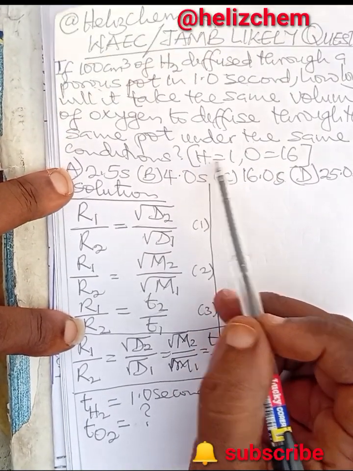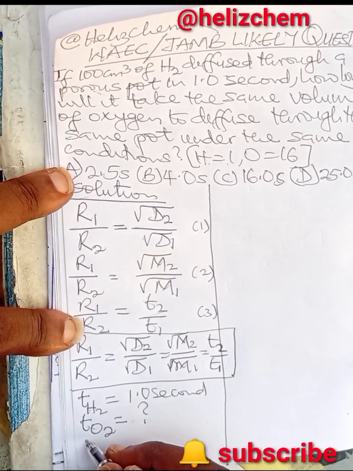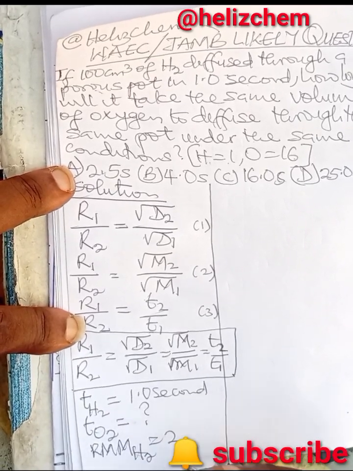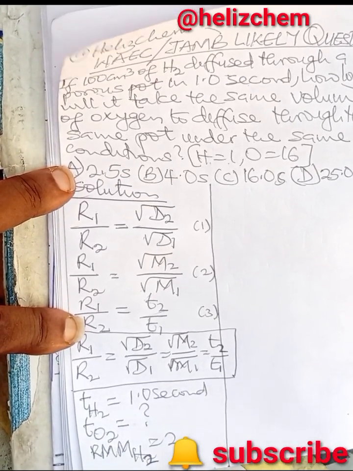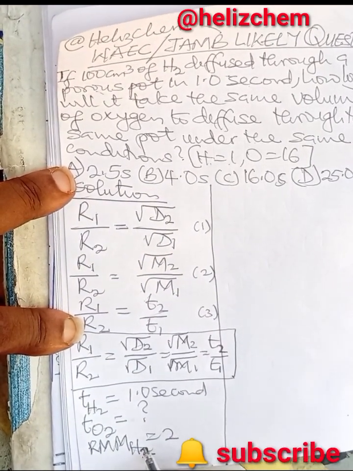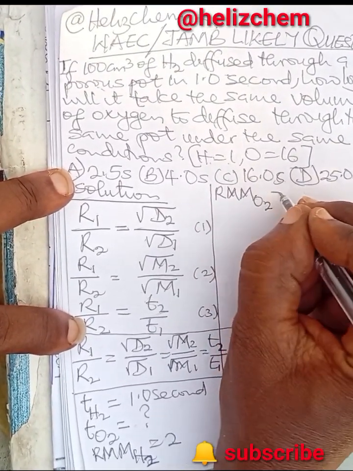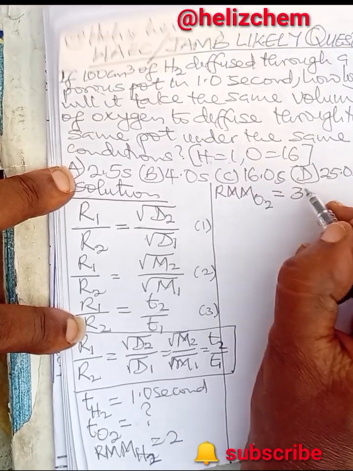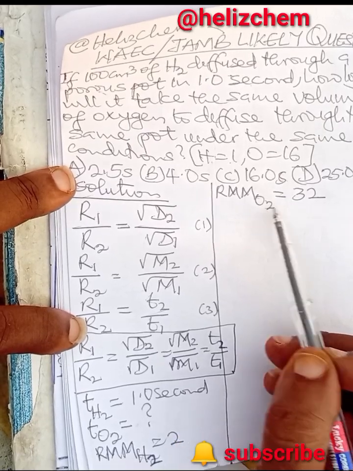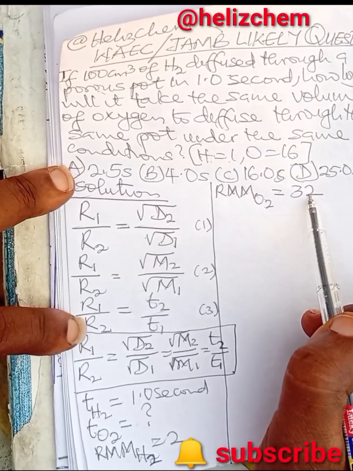But don't forget, we are given that hydrogen is 1, oxygen is 16. What does that mean? It means that relative molecular mass of hydrogen is 2. Why is it 2? It is 2 because hydrogen is a diatomic, so it's going to be 2 times 1, which is 2. Also, relative molecular mass of oxygen will be 32 because oxygen also is a diatomic gas. So a single atom of oxygen is 16, so 2 times 16, that is 32.